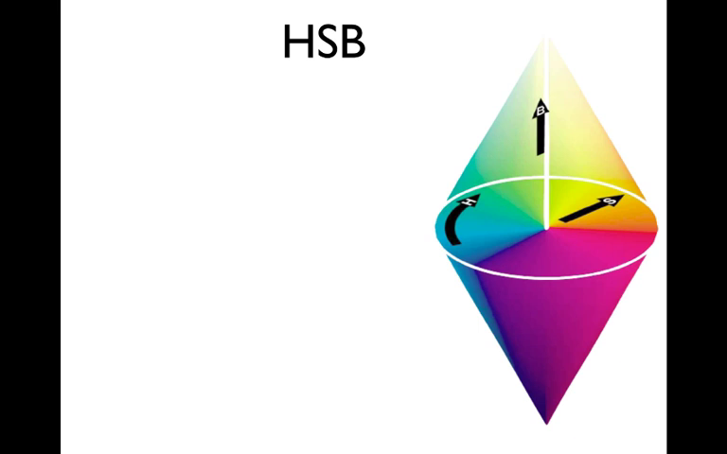But then we add the third dimension, brightness. And as you start to go from the middle of the Earth up to the very top, to the North Pole, right here, you go to white. And if you go down to the South Pole, you go to black. Does that make sense what's going on here?